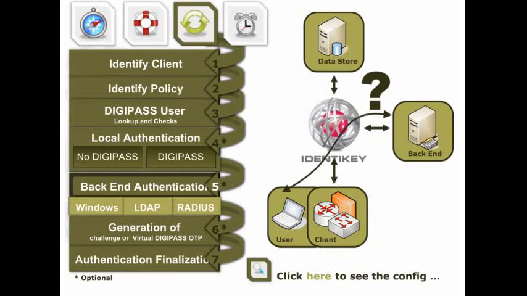Backend authentication is the process of checking credentials with another system. The purpose is static password validation. There are 4 protocols that can be used: Windows, LDAP, Radius, Custom Backend Protocol. LDAP is supported for Active Directory, eDirectory and ADAM 2003.